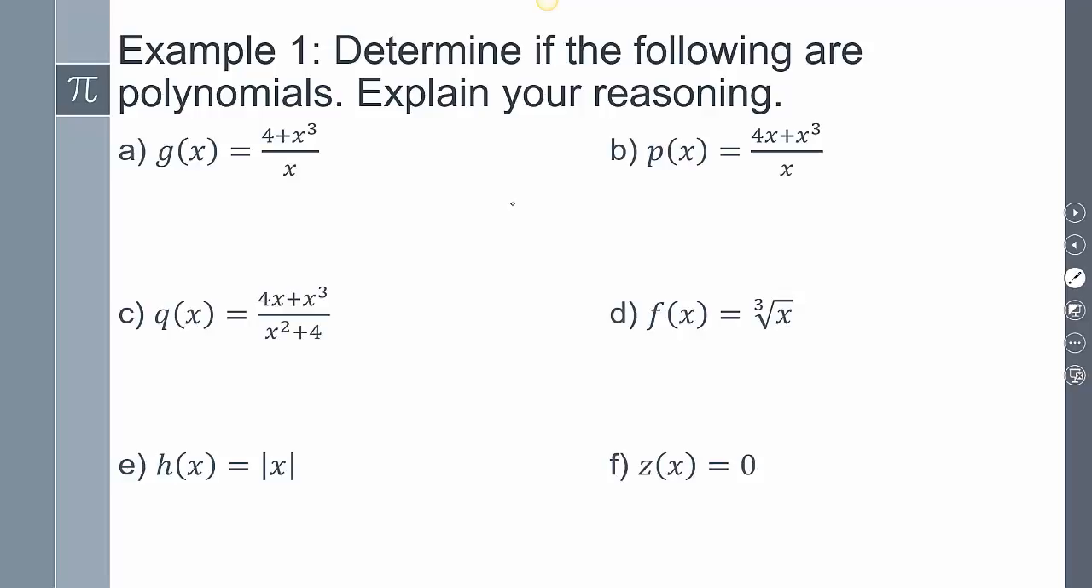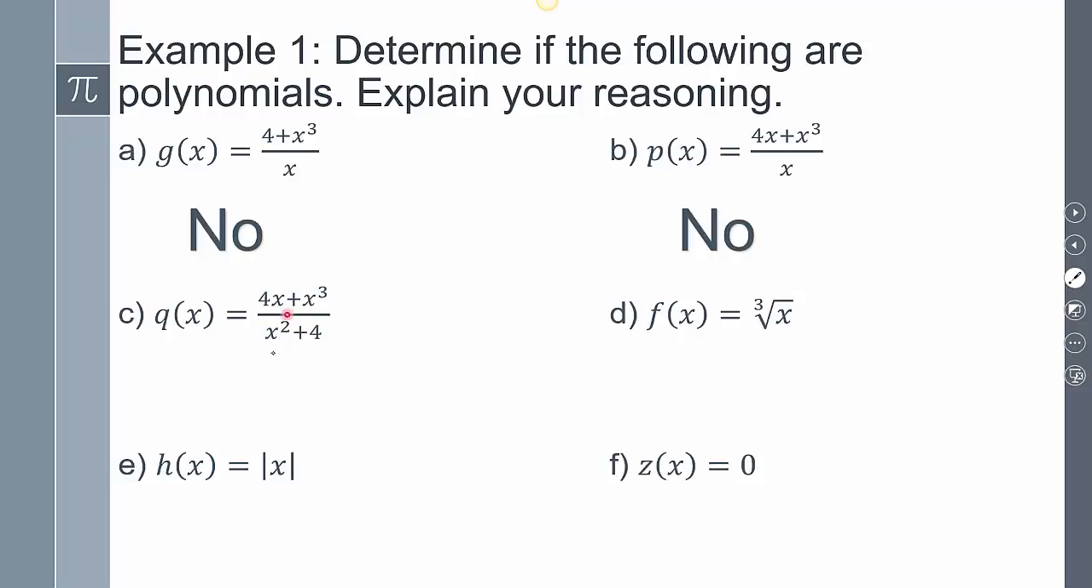So we're going to spend some time determining if the following are actually polynomials. This first one here says 4 plus x cubed over x. Well, I can't divide by 0. If I divide by 0, I get an undefined value, so it can't be a polynomial, because we said that the domain of a polynomial has to be negative infinity to positive infinity. For this next one, it's the same thing. If I divide by x here, I'm going to get something over 0, in this case 0 over 0. That's also no, because it contradicts my domain.